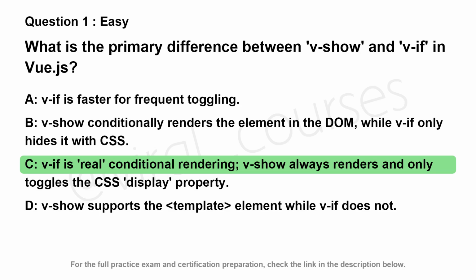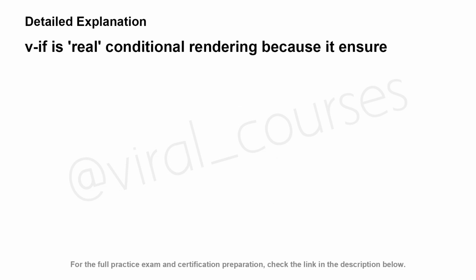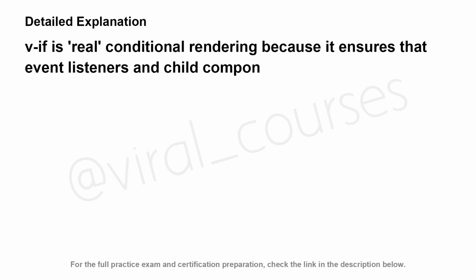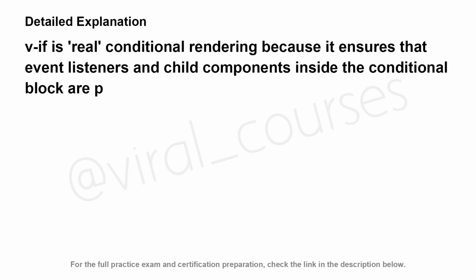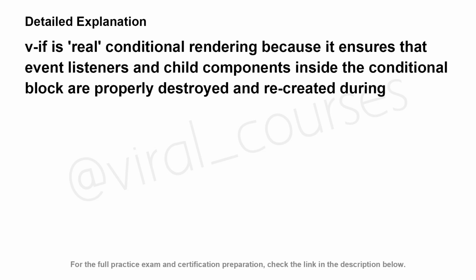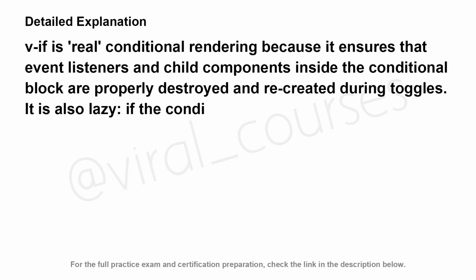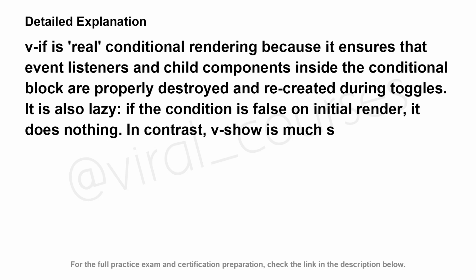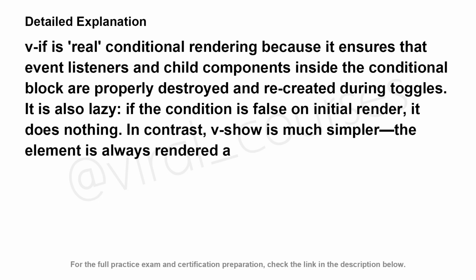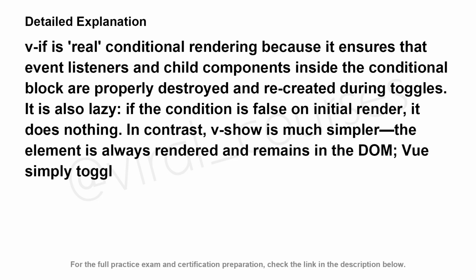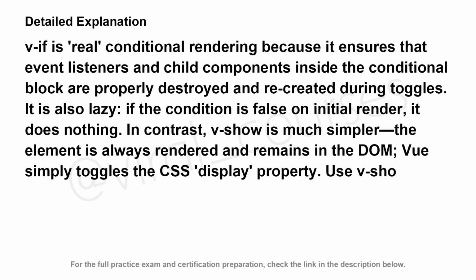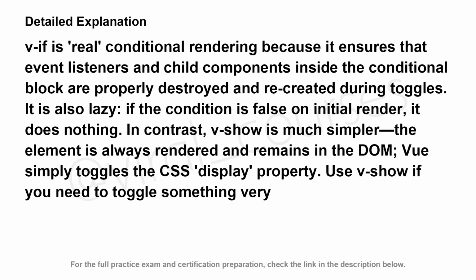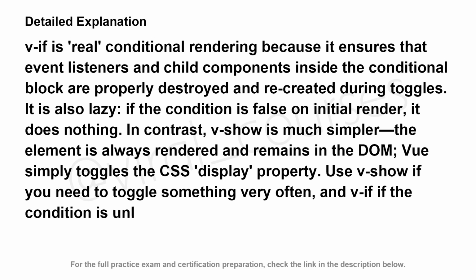The correct answer is C. v-if is real, conditional rendering because it ensures that event listeners and child components inside the conditional block are properly destroyed and recreated during toggles. It is also lazy. If the condition is false on initial render, it does nothing. In contrast, v-show is much simpler. The element is always rendered and remains in the DOM. Vue simply toggles the CSS display property. Use v-show if you need to toggle something very often, and v-if if the condition is unlikely to change during runtime.